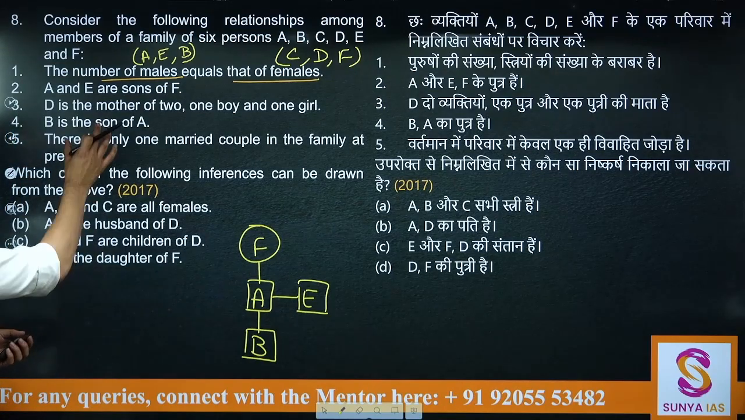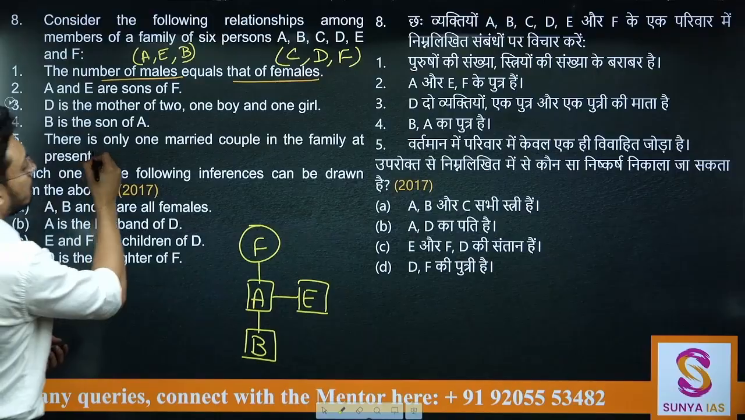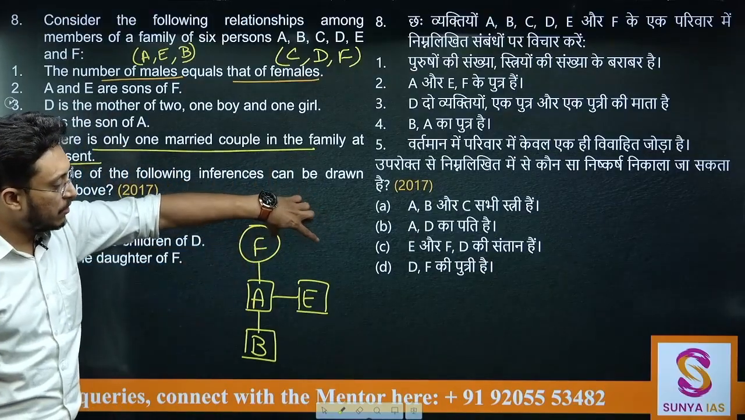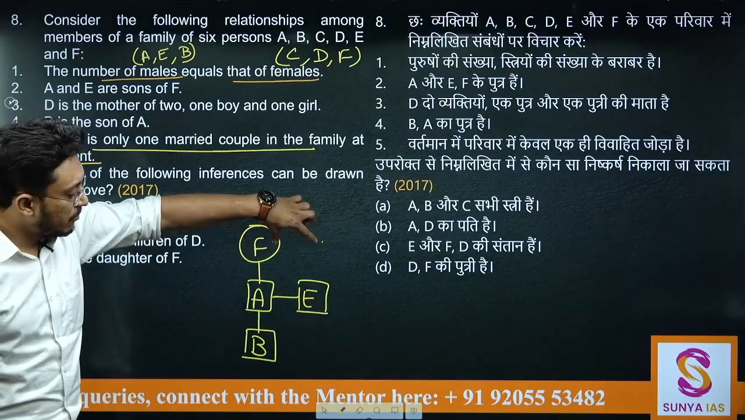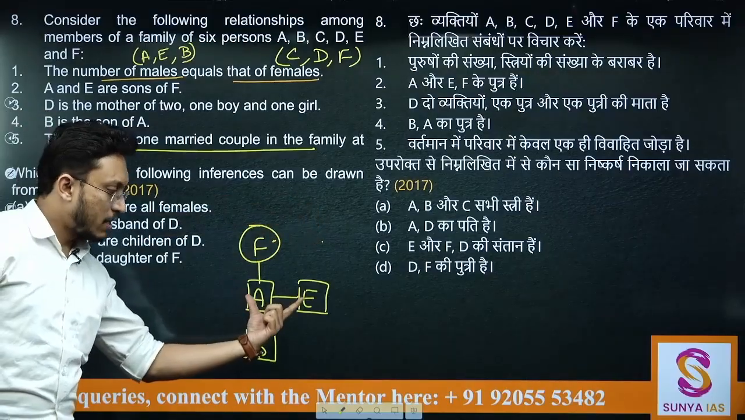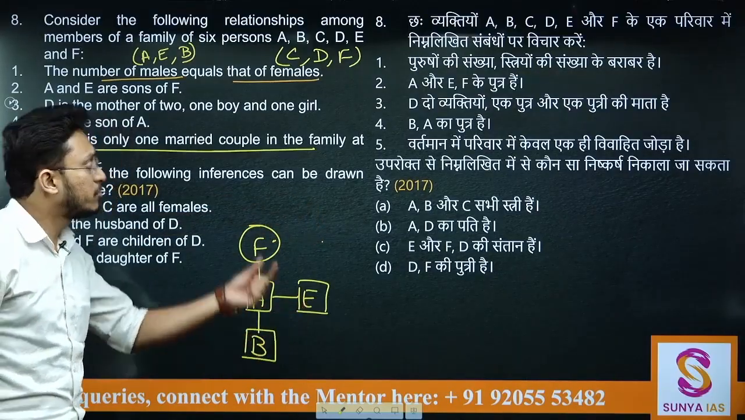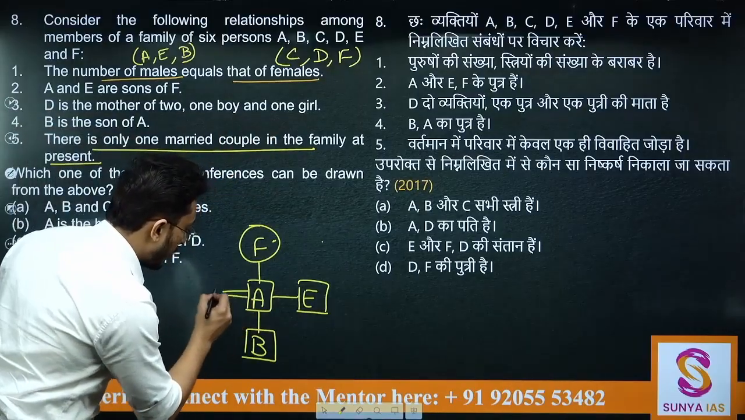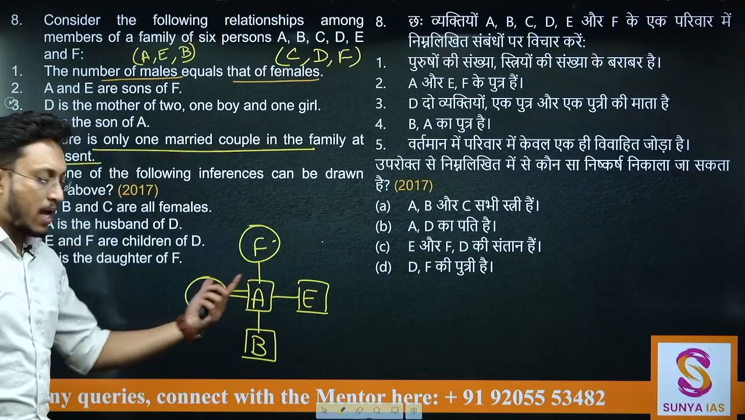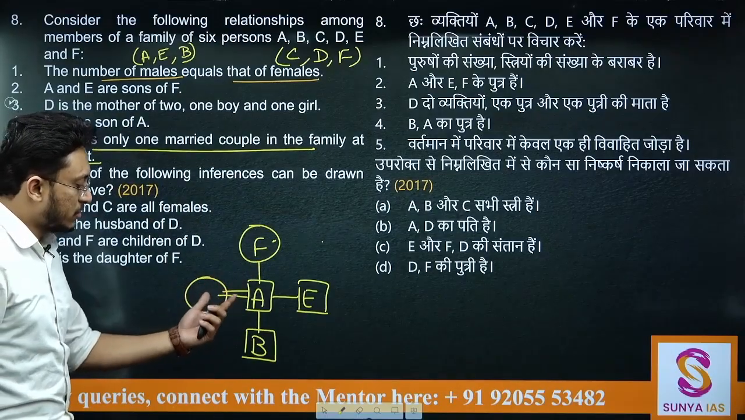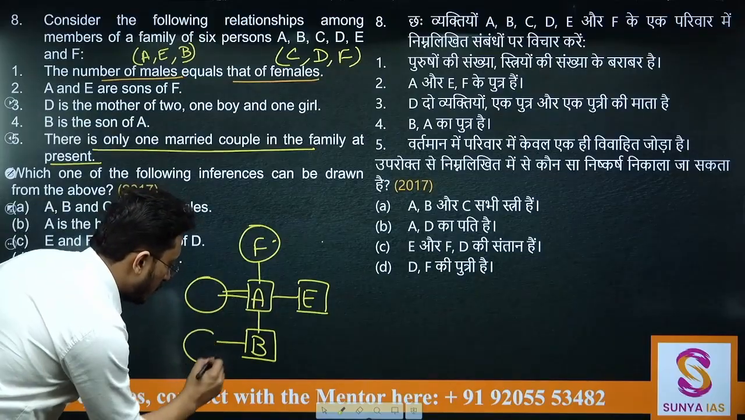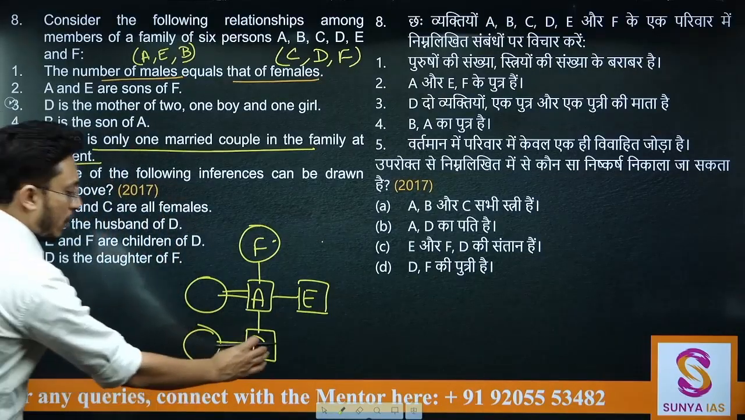Also, let's see this statement also, that there is only one married couple in the family at present. If I make a married couple here, then that person will have 2 sons, but it is specifically given one boy and one girl. So can I make that married couple here? And this girl, this person is having 2 children, one is B and the other has to be the sister of B, one boy and one girl.